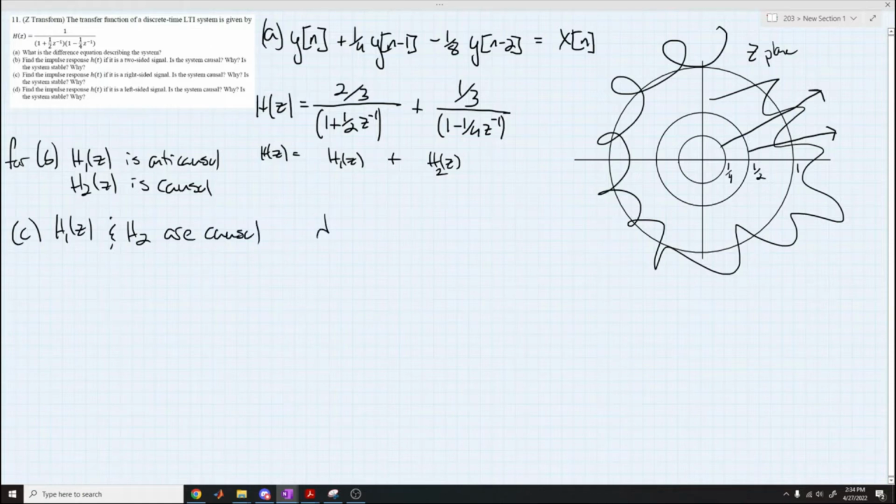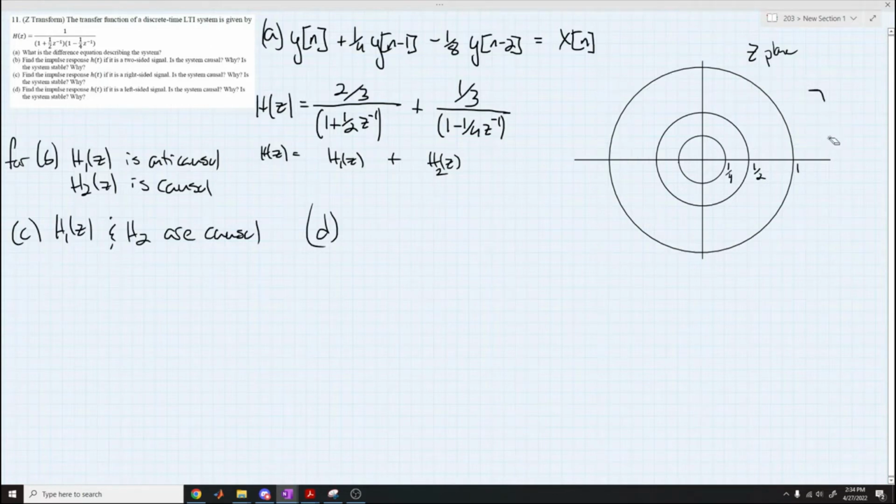And for part D, if it's a left-sided signal, well, we've kind of used up all but one possible combination, and that means that both of them are going inward, right? They're both going like this. So our region of convergence has to be the intersection, and that's going to be inside of here. So H1 and H2 are anti-causal.